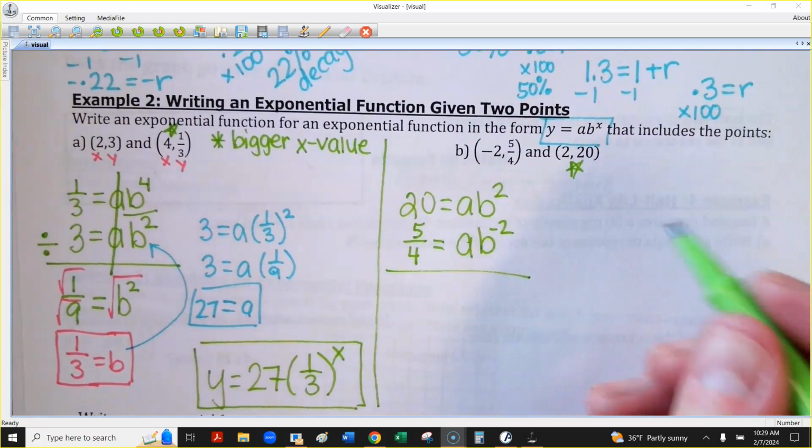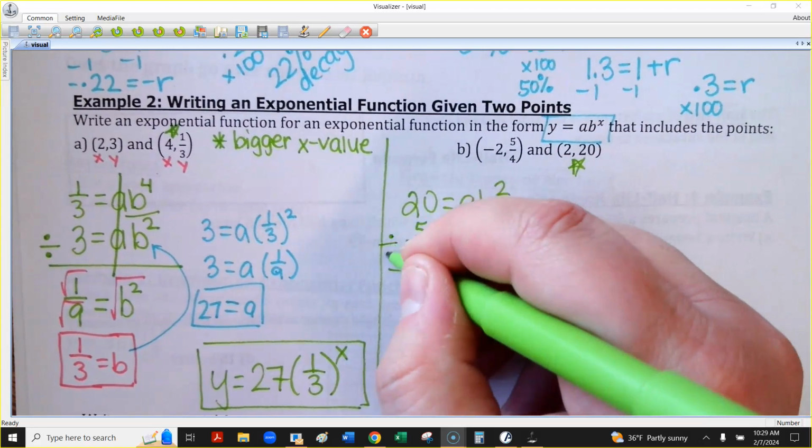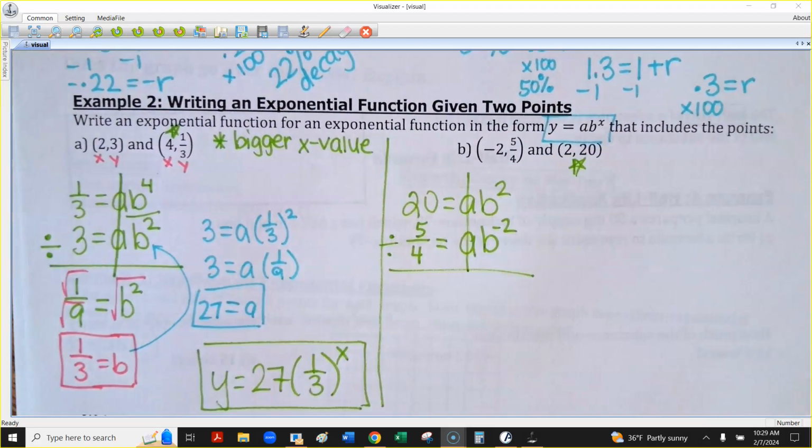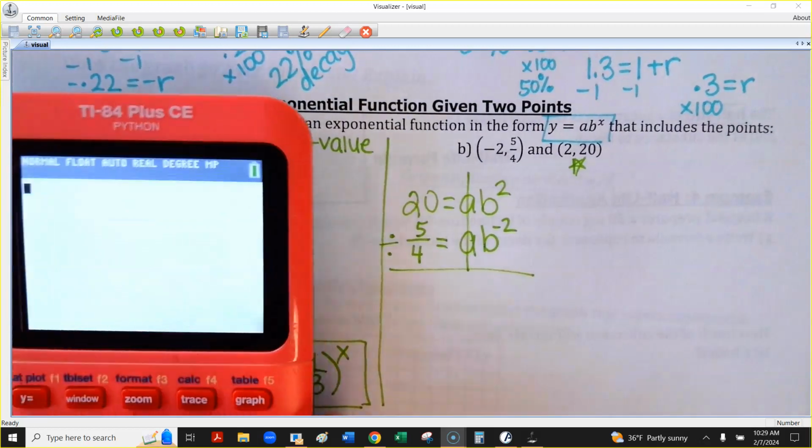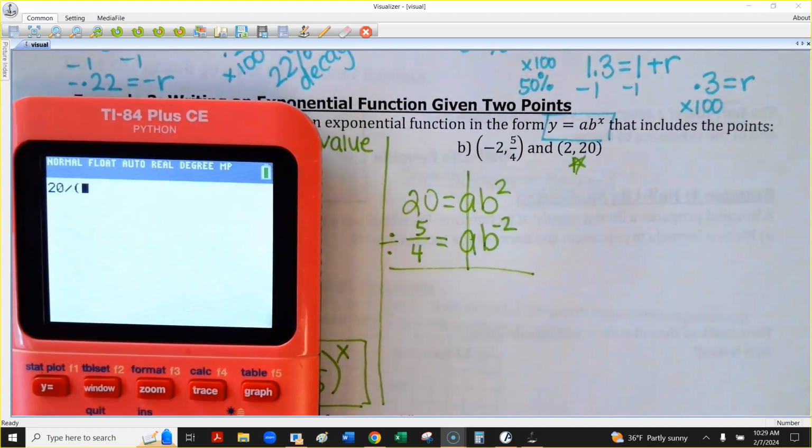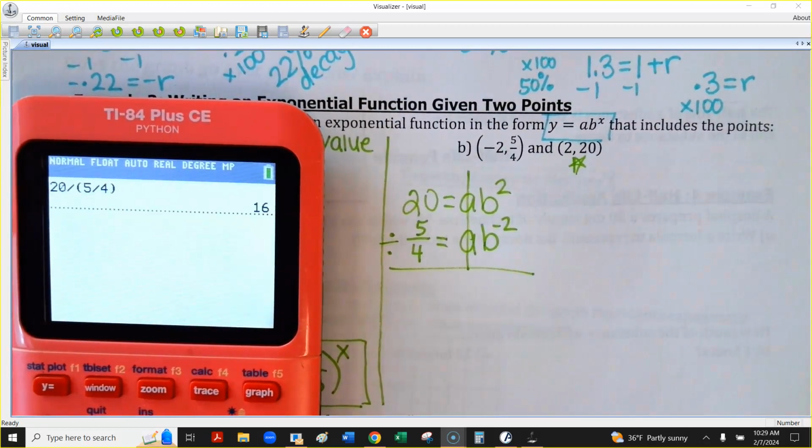Now, whenever you do a system like this, you're going to divide, because when you do that, you always would have a divided by a, so it just cancels out, or just becomes 1. So we're going to find the b value first. I'm just grabbing my calculator. I'm going to do 20 divided by 5/4, and that's 16.